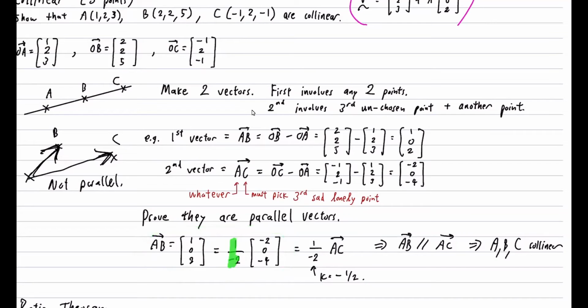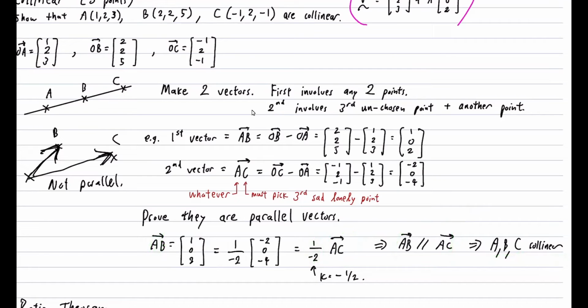Basically, I factor out a -1/2 from the vector AB. And I realize it becomes AB equals -1/2 times the vector AC. So k times another vector, where k is -1/2, therefore they are parallel. Is this conclusion okay? Yeah. Then therefore you conclude they are collinear. Okay? Yeah, you need to know this.